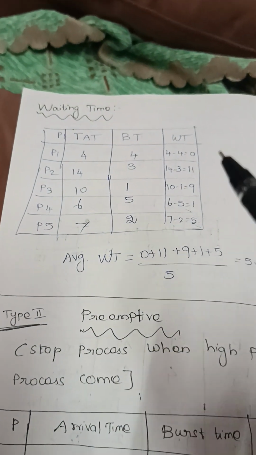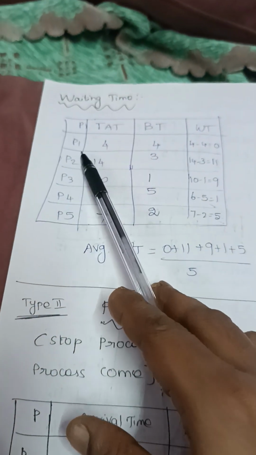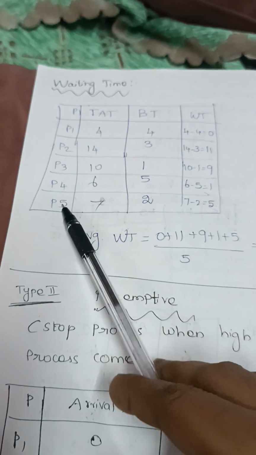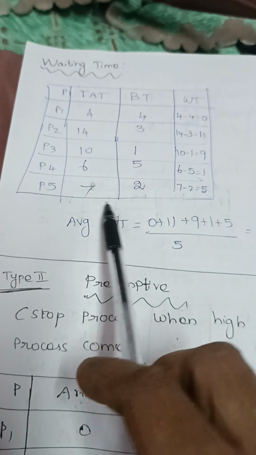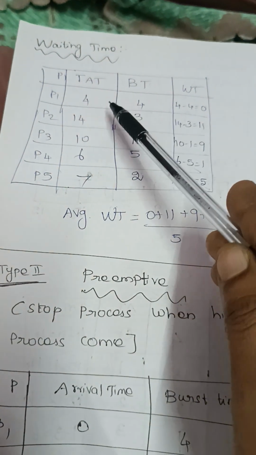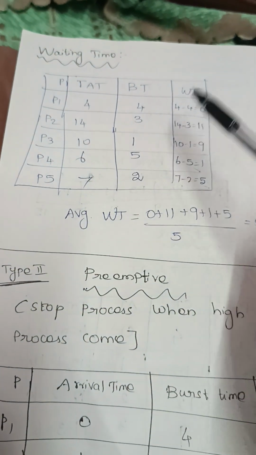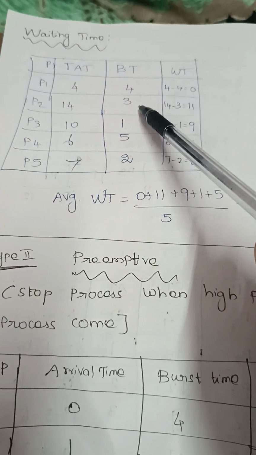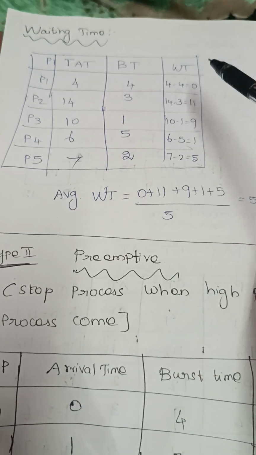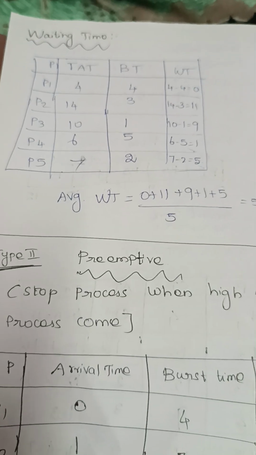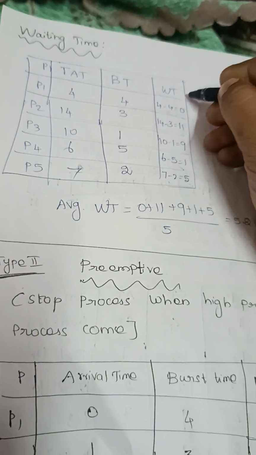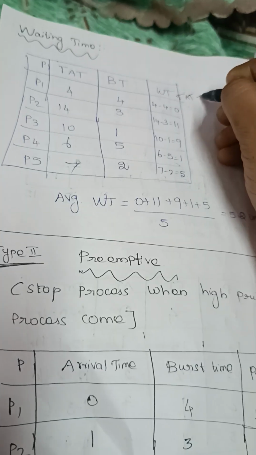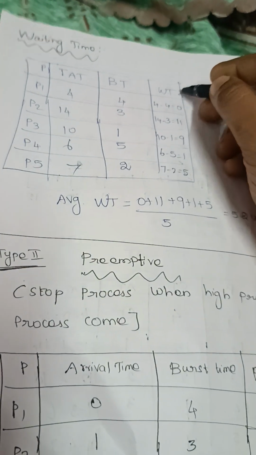Next you have to calculate waiting time. P1, P2, P3, P4, P5. Turnaround time, copy from the previous table: 4, 14, 10, 6, 7. And then burst time, copy from the problem: 4, 3, 1, 5, 2. And then waiting time is calculated based on the formula turnaround time minus burst time.